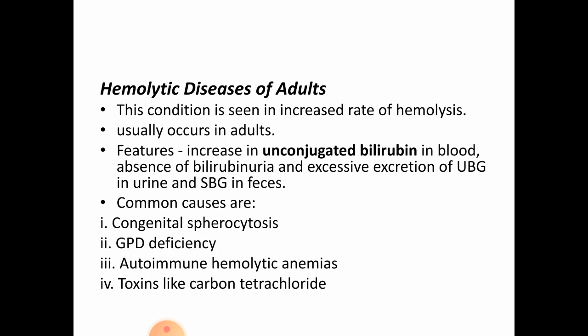Next one is hemolytic disease in adults. This condition is seen with an increased rate of hemolysis usually occurring in adults, and features include increased unconjugated bilirubin in blood, absence of bilirubinuria, and excessive excretion of UBG in urine and SBG in feces. Then the common causes are G6PD deficiency, autoimmune hemolytic anemia, toxins like carbon tetrachloride, etc. Thank you.